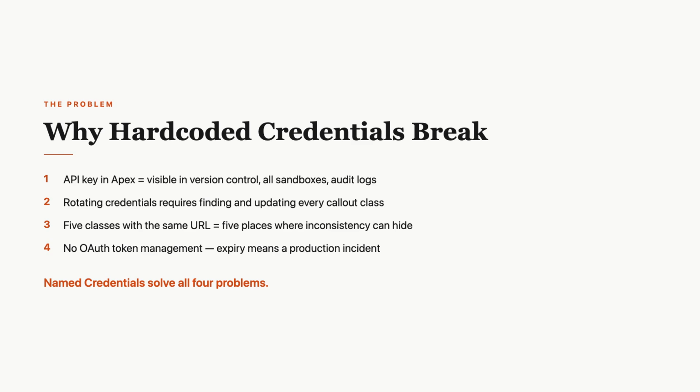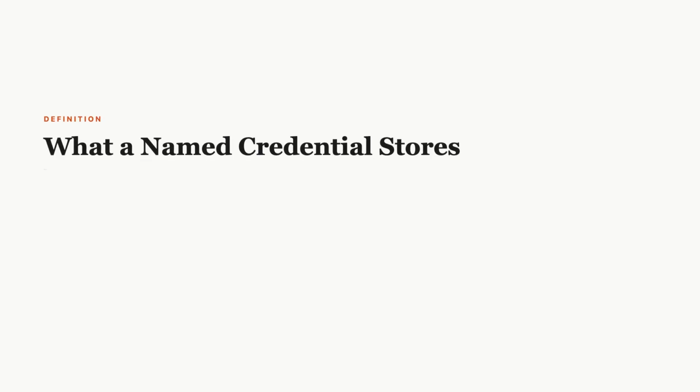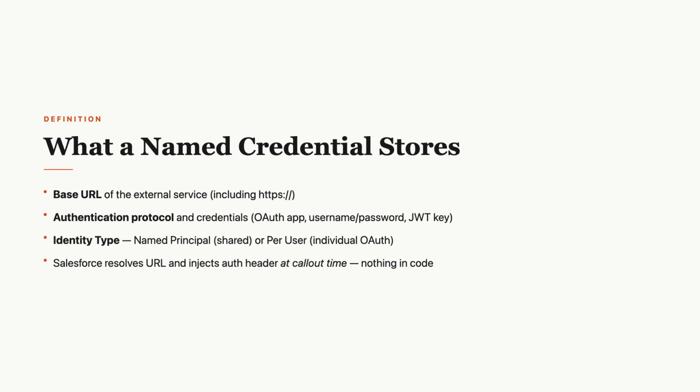A named credential is a Salesforce metadata record that stores 2 things: the base URL of the external service and the authentication configuration for connecting to it. When Apex makes a callout using a named credential, Salesforce resolves the base URL, builds the full endpoint, and injects the authentication header automatically. None of this is visible in the Apex class.